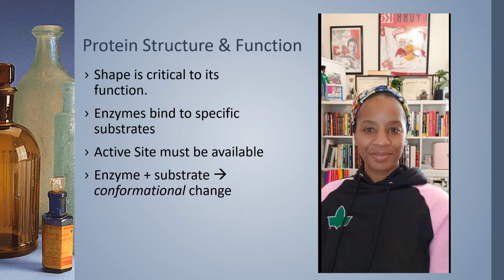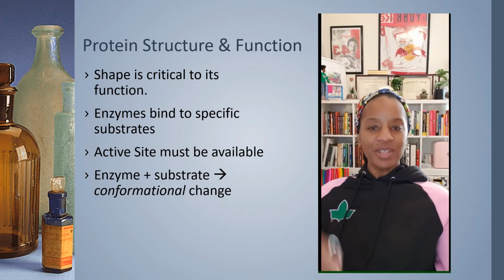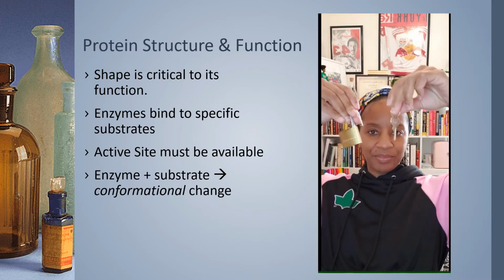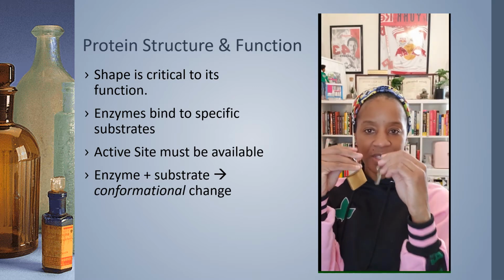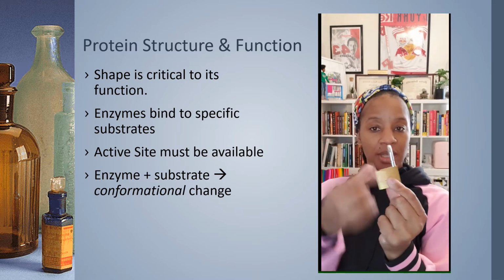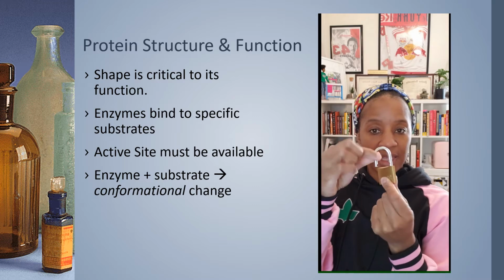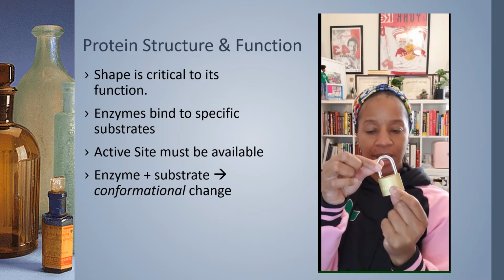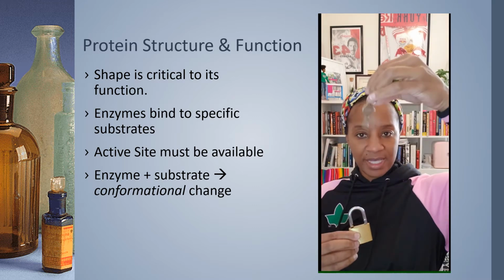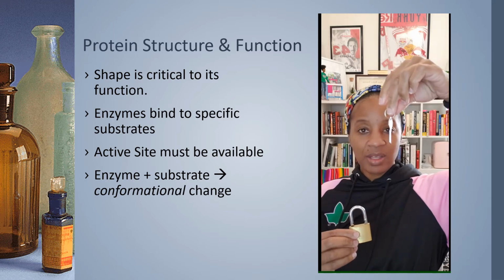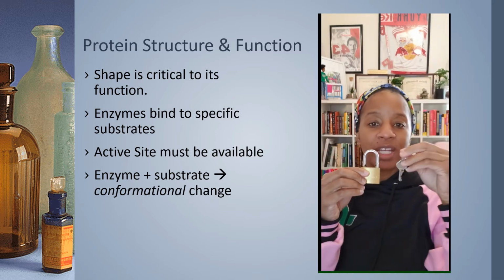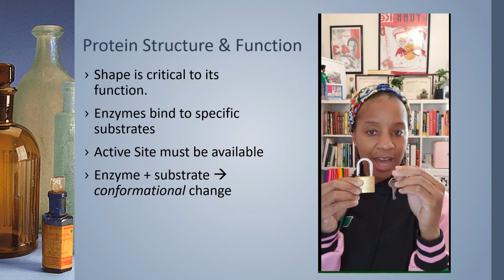Let's demo this with a lock and a key. Now, in this instance, we have two substrates, the housing of the lock and the locking pin or the bar, okay? And we have one enzyme, the key. So we have two substrates, which means we need two active sites. Can you guess what the active sites are?